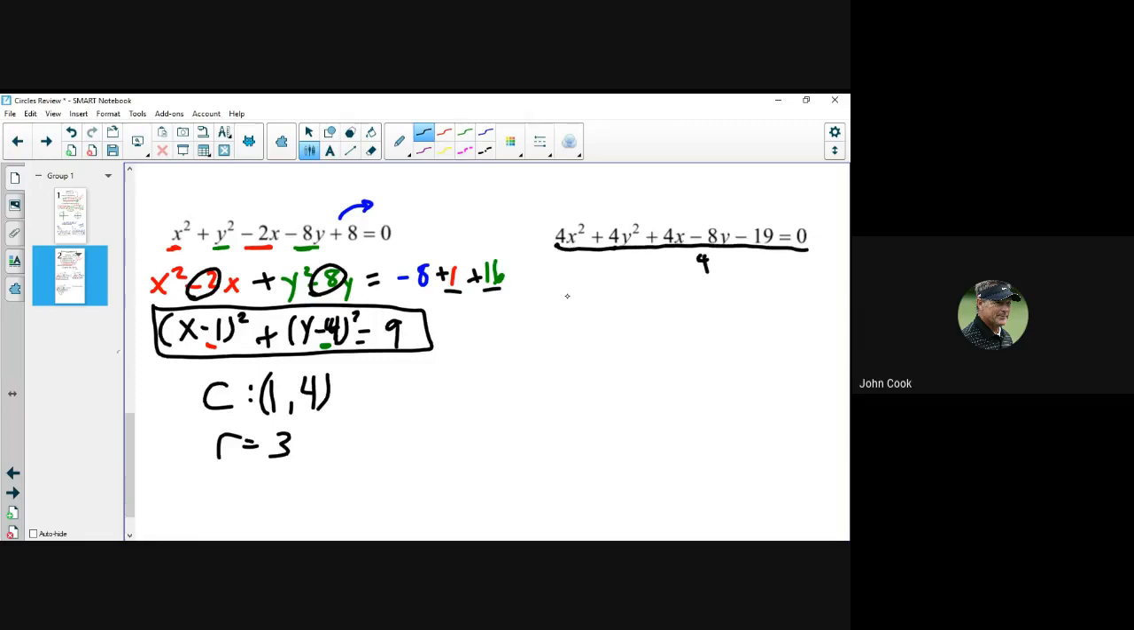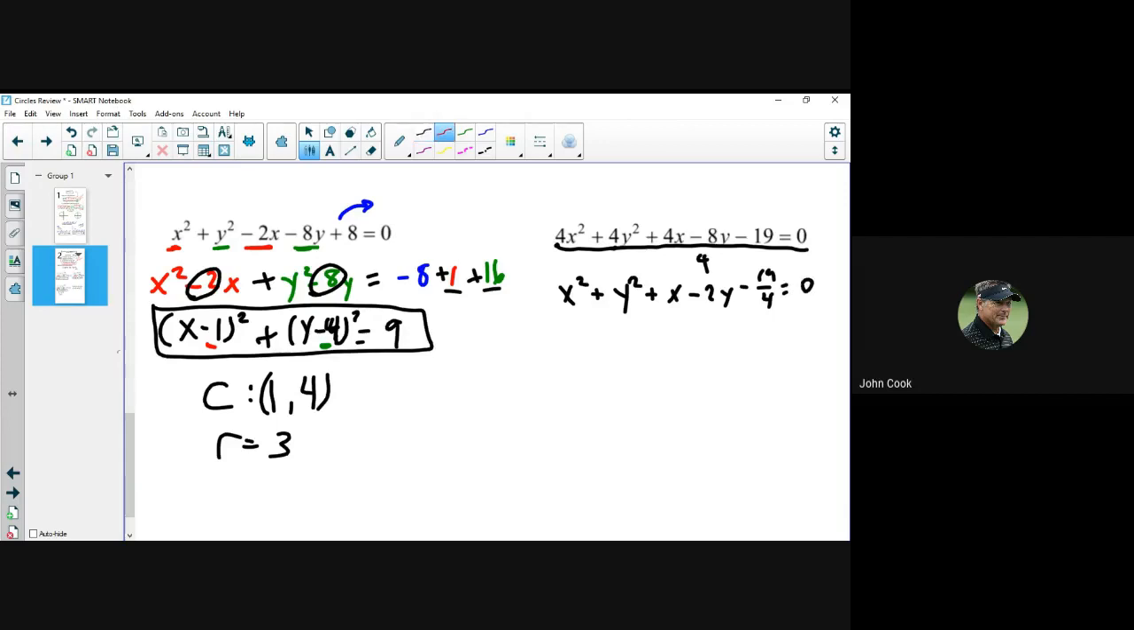Well, the 4 goes away there, so I just have an x squared. 4 goes away there too, so I just have a y squared. 4 goes away on that one, so I just have a plus 1x. -8 divided by 4, that's a -2. And then I've got -19 over 4. Oh man, that sucks, a fraction. Jeez, come on, Mr. Cook, why'd you add that in there?